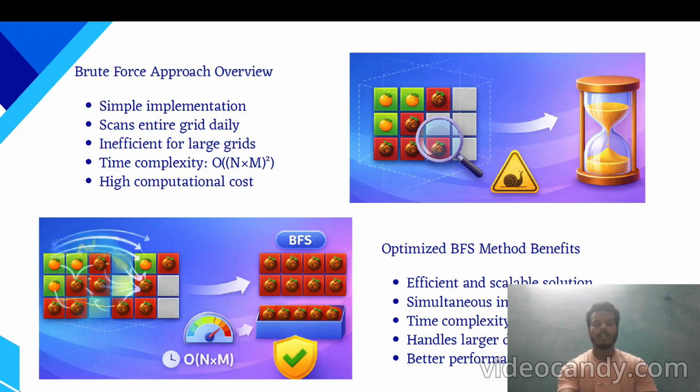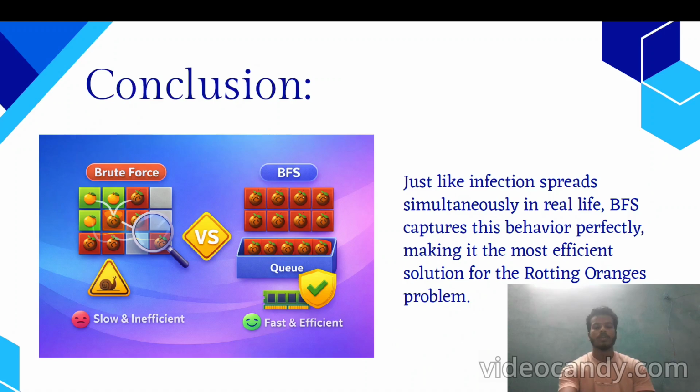Let's discuss the final insight. This problem teaches us more than coding. It shows how the right data structure can transform a complex situation into a clean and elegant solution. And the conclusion: to conclude, the rotting oranges problem is a perfect blend of logic, efficiency, and real world thinking. BFS doesn't just solve the problem, it tells us a story of time, spread, and control.